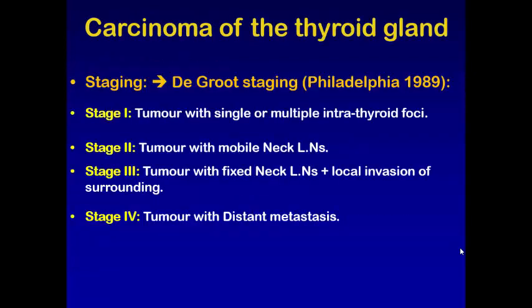of thyroid carcinoma, this staging we call clinical staging. Stage 1, tumor with single or multiple intrathyroid foci. Stage 2, tumor with mobile neck lymph nodes. Stage 3, tumor with fixed neck lymph nodes plus or minus local invasion of surroundings. Stage 4, tumor with distant metastasis.